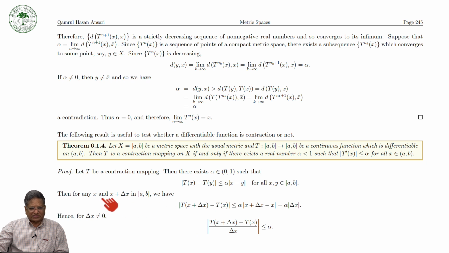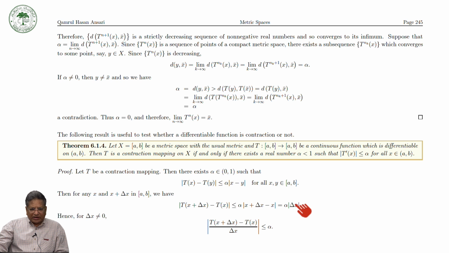Now for any x and x plus delta x, the increment in x, in the closed interval [a, b], we have T(x + delta x) - T(x). Because the inequality is true for all x, y, instead of x we can write x + delta x, and instead of y we can write x. So this is less than or equal to alpha times |x + delta x - x|. The x cancels out, so it is equal to alpha times |delta x|.